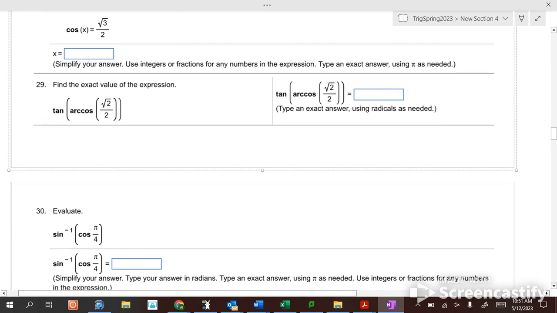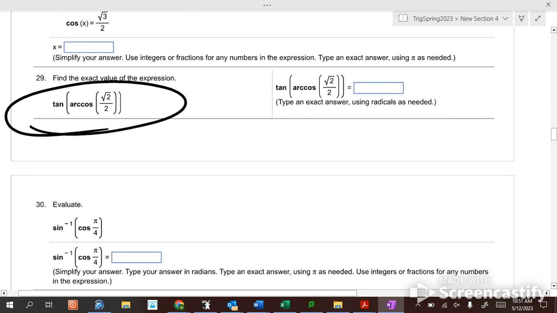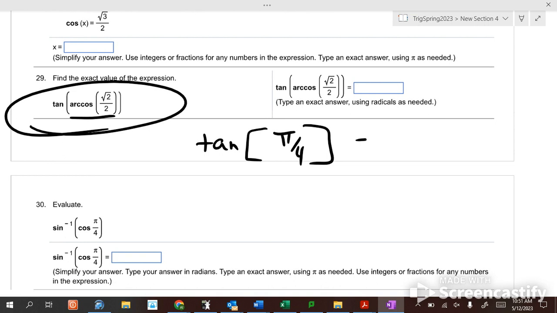And then we get to the fun ones right here. The tangent of the arc cosine of the square root of 2 over 2. You work from inside out. So what's the arc cosine of the square root of 2 over 2? Where is the cosine equal to the square root of 2 over 2? Pi over 4. What's the tangent of pi over 4? 1. Boom. You got it. See, such smart people in here.